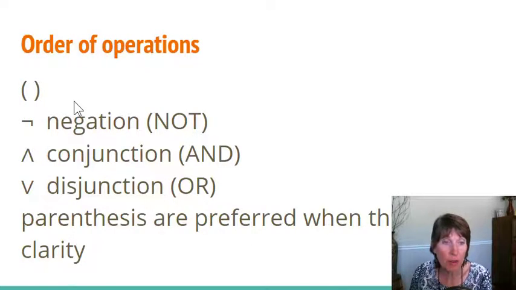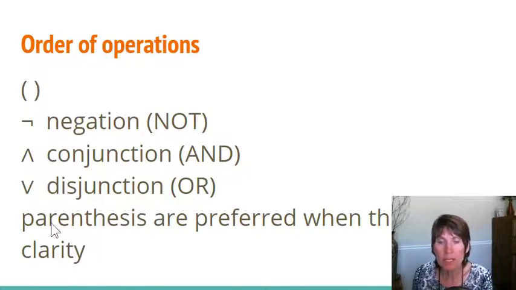And just like with other basic math operations, the parentheses come first. And parentheses are used to either change the order of operations or to clarify the order of operations. And whatever's done inside parentheses is computed first. The next order of operations is the negation or not operation, followed by conjunction and disjunction. And comes next, and then or. So this is the order of operations, and when we combine them together, then they create these compound propositions.